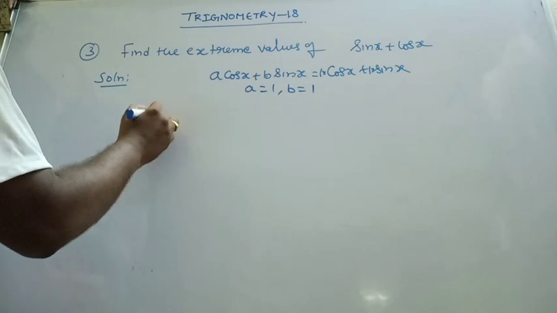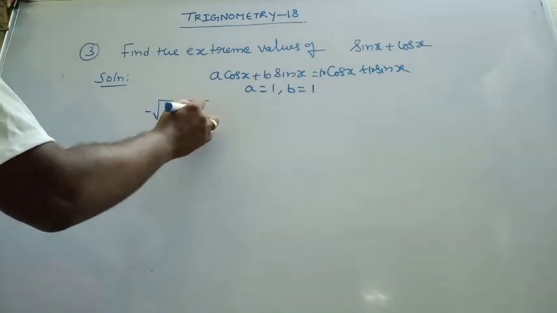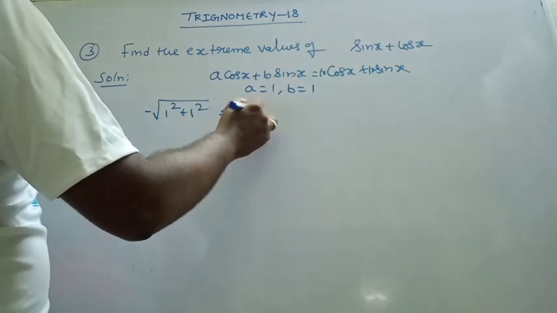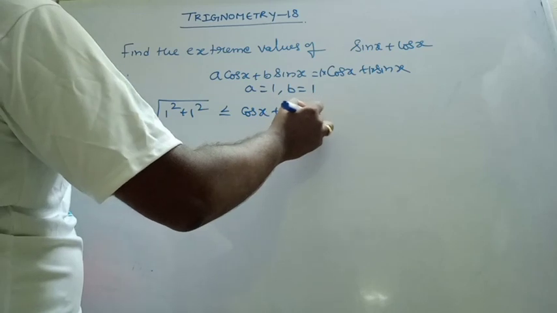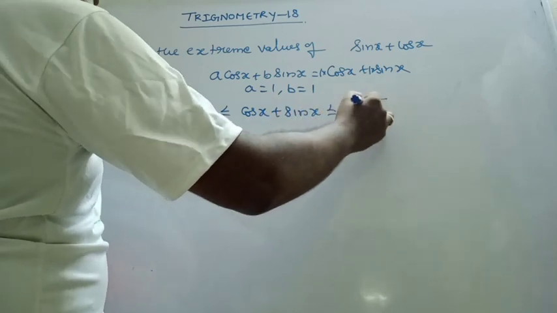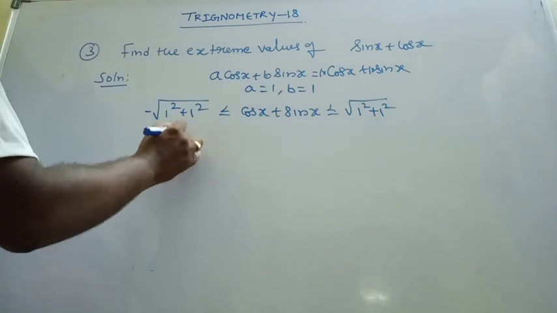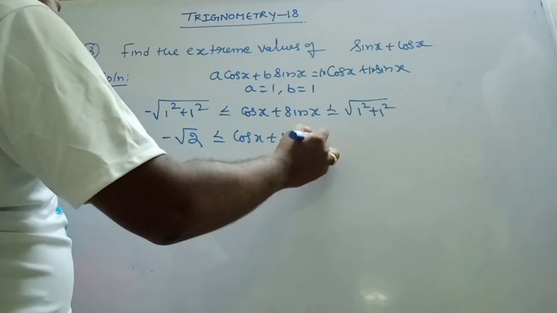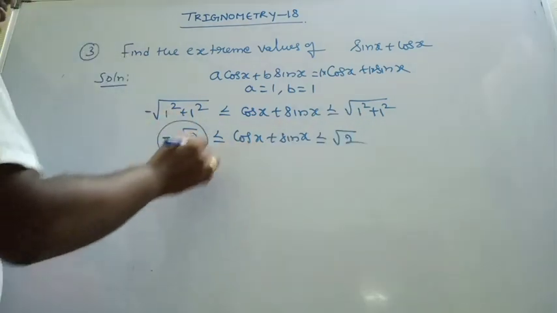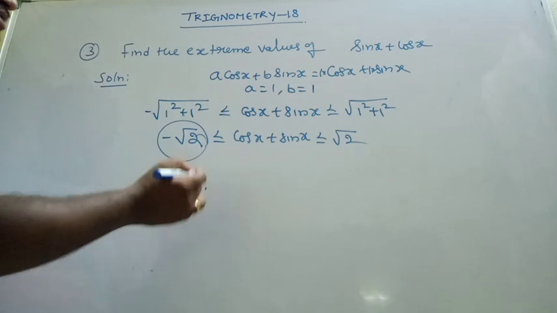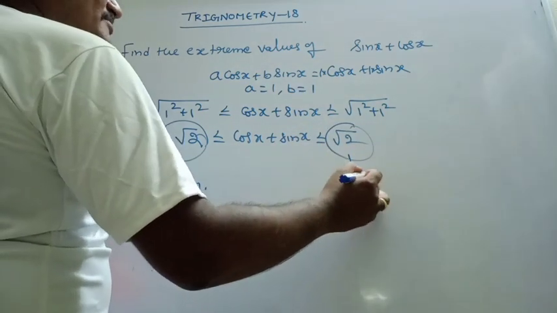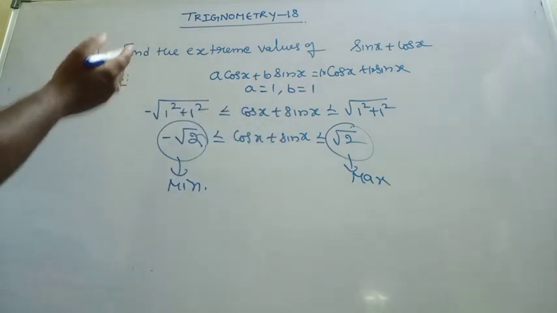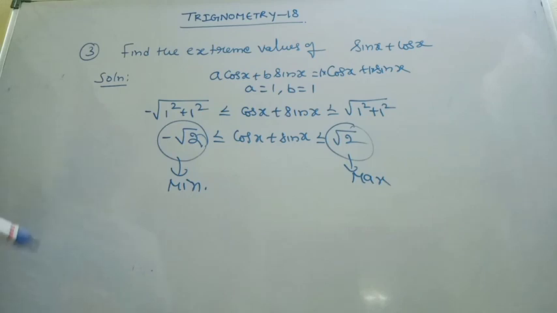Therefore, this is minus root over a square plus b square, 1 square plus 1 square, lesser than or equal to cos x plus sin x, lesser than or equal to root over 1 square plus 1 square. This is now minus root 2 lesser than or equal to cos x plus sin x, and this is lesser than or equal to root 2. Therefore, this is the minimum value, my dear students, and this is the maximum value. Minus root 2 is the minimum value and root 2 is the maximum value, and these are the extreme values of this function, right?